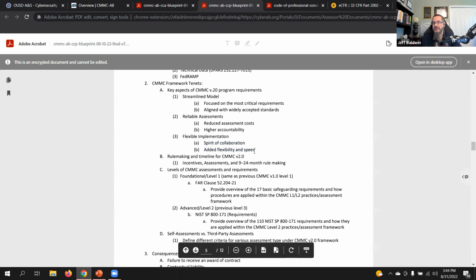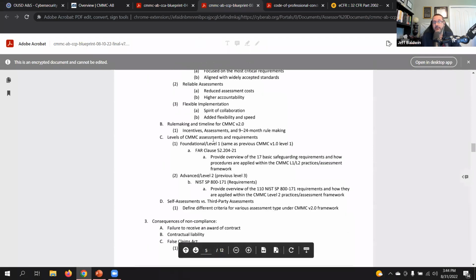CMMC certificates should be adoptable by other agencies, and hopefully they don't all come up with their own CMMC version so that you have to pay for multiple assessments for your 800-171. If that's the case, there should be reciprocity, one would hope, between agencies and their 800-171 attestations and assessments.